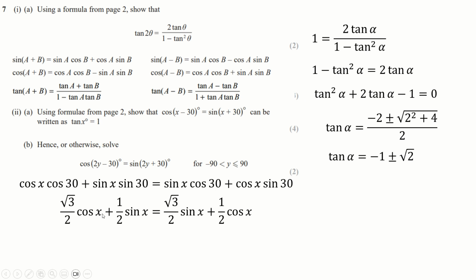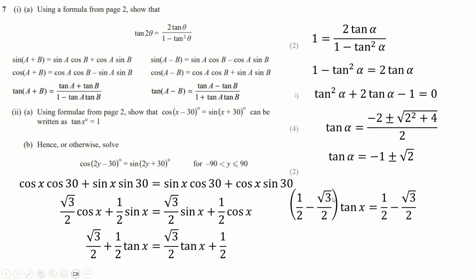I divided everything here by cos. So cos over cos just goes away. Sine over cos is tan. Sine over cos is tan. Cos over cos goes away. I grouped the tans on one side and the numbers on the other. And then this number here is the same as this number here. So you can cancel them out and just get tan x equals 1.